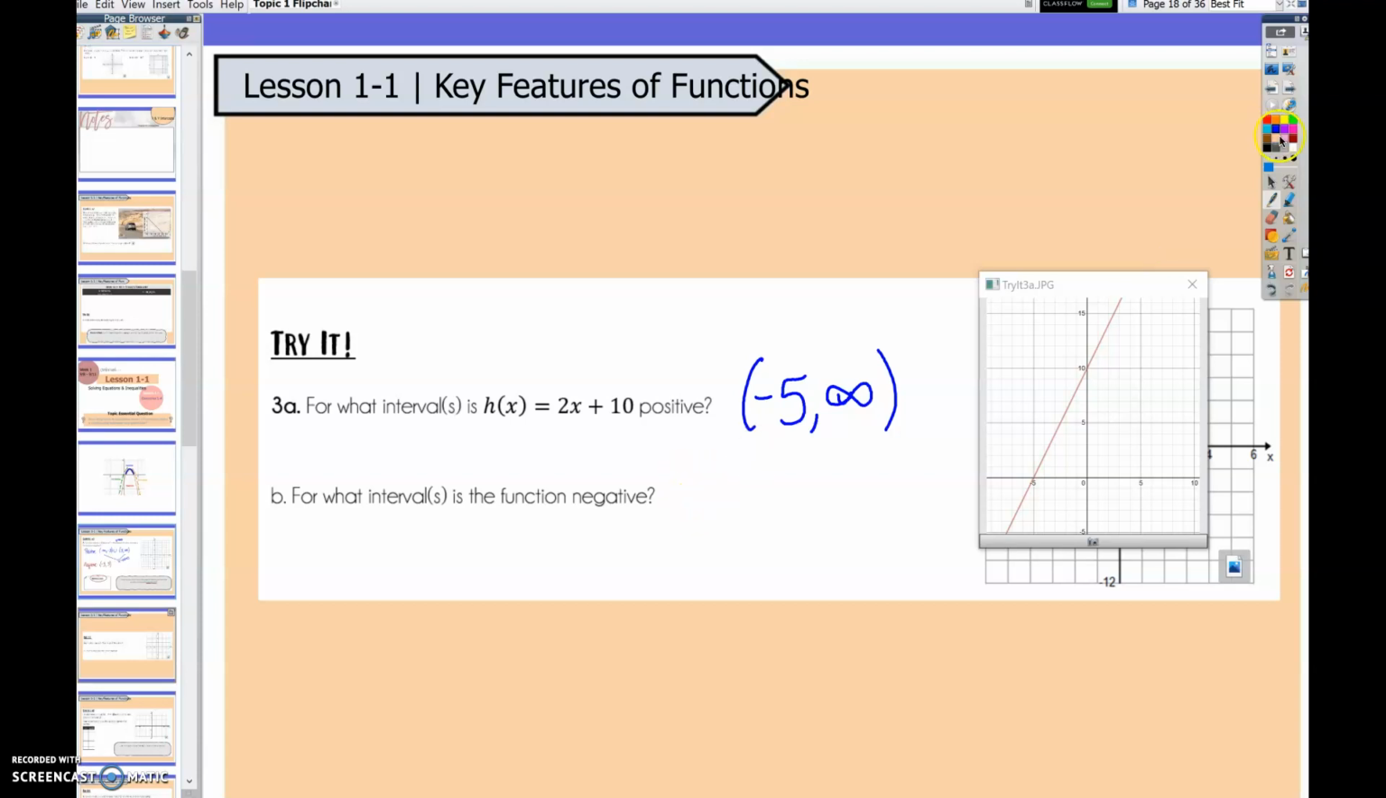When is the function negative? That's when the graph is below the x-axis. That'd be from negative infinity to negative 5. Notice that the infinity symbols always would have a parenthesis. And because at negative 5 it's neither positive nor negative, we don't include those values with a hard bracket, because at that negative 5, the function is neither positive nor negative.